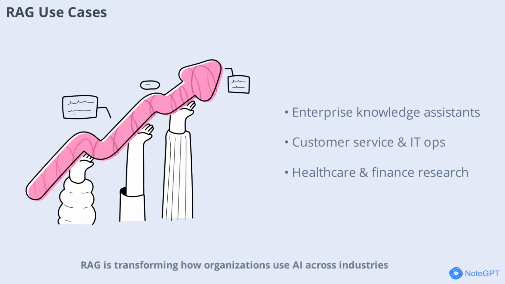RAG is transforming how organizations use AI across industries. In enterprise knowledge management, it powers internal assistance for HR, finance, and legal teams. For SAP and ERP systems, RAG supports configuration guidance and incident resolution. Customer service teams use RAG for grounded FAQs and troubleshooting, while IT operations benefit from runbook search and service desk copilots. In healthcare, RAG retrieves clinical literature and supports medical documentation.